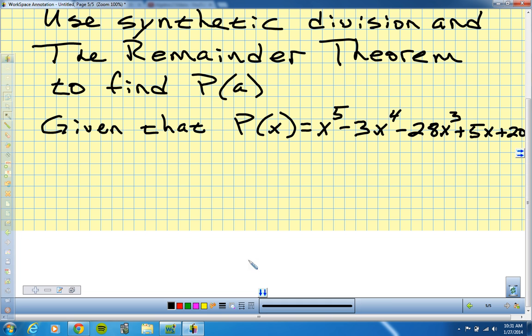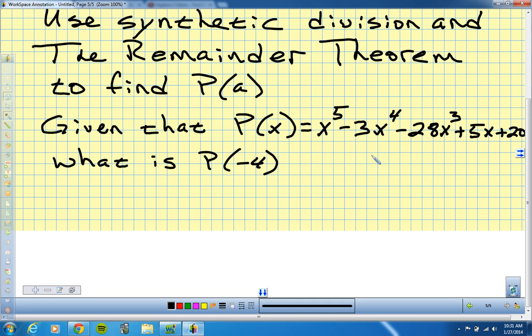We want to find p of negative 4. First thing, yep, David? You said the add versus split. Yes, good. First thing you want to do, kind of answer my question for me, is go through here and look, make sure it's in standard form, and check if you're missing anything.